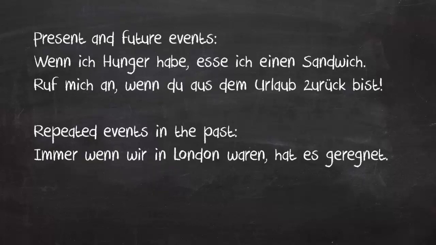Now, repeated events in the past usually start with always when or every time when, and that's how they can be identified. Immer wenn wir in London waren, hat es geregnet. Always when we were in London, it was raining. This is not a one-time event in the past that would require the use of als, but it's something that happened several times, and that's why we say wenn.